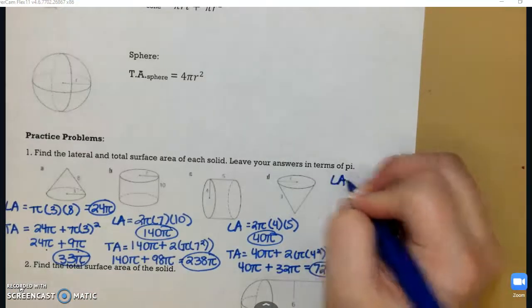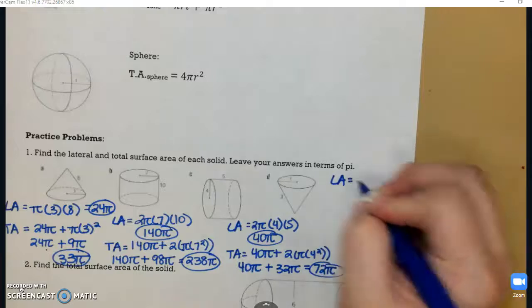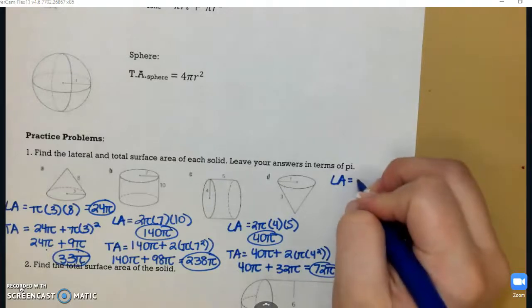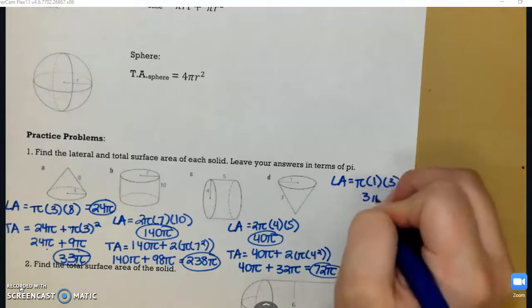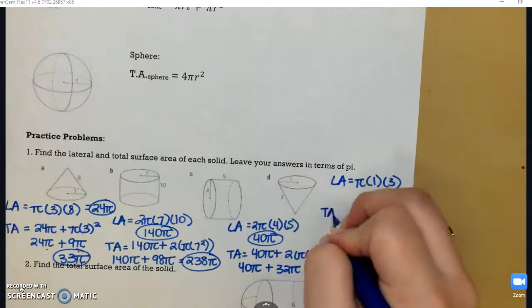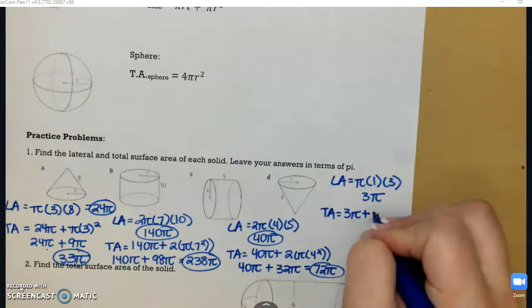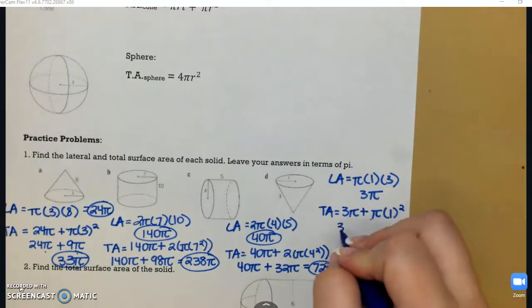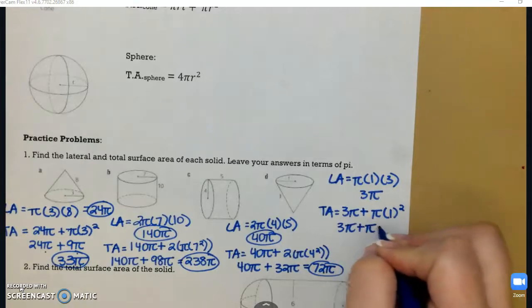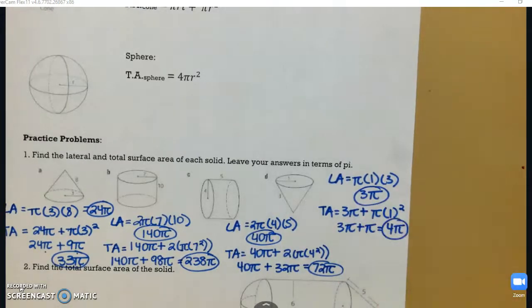So my lateral area is going to be pi radius times our slant height, which is L. So pi, our radius here is just 1, so that's going to be 3 pi. And then our total surface area is going to be that 3 pi plus the area of my base, which is a circle, so pi r squared. And again, that's just going to be 1 pi. So 3 pi plus pi gives me 4 pi. Lateral, total.